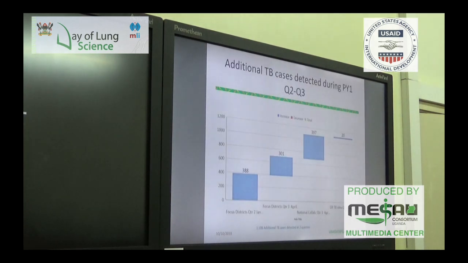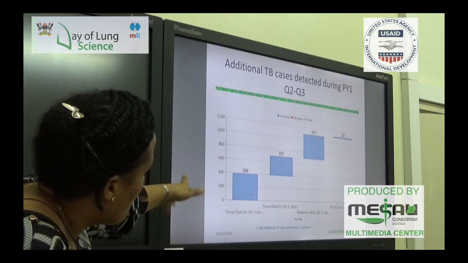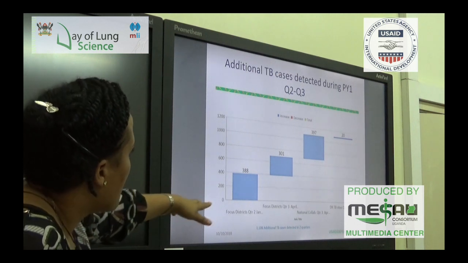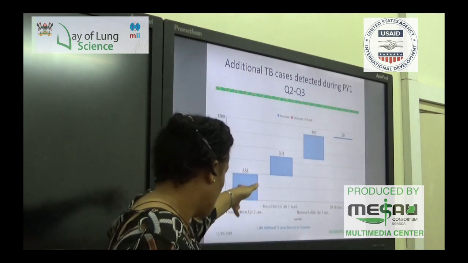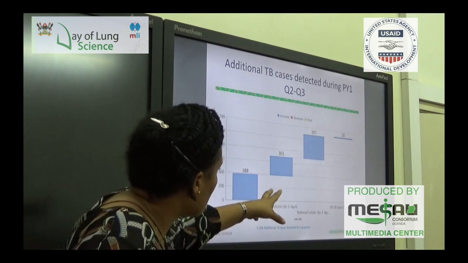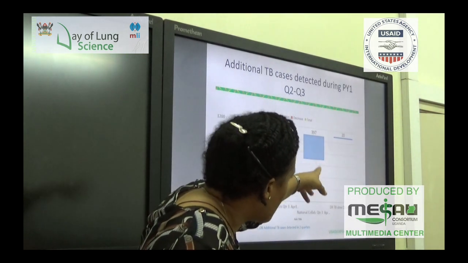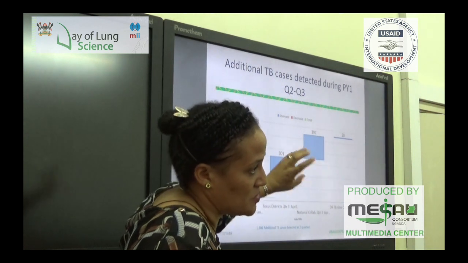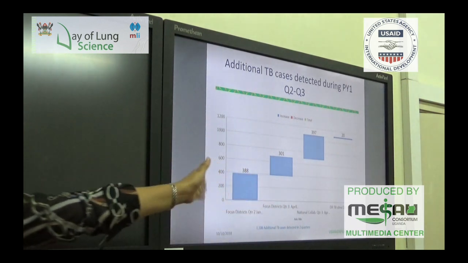Just to sum it up, in the last quarter, these are the additional cases found from each of the different areas. From the three focus districts in quarter two, we found 388 additional cases. In quarter three, we found 301 additional cases. These are totally different cases, individuals. Within the national collaborative, in quarter three, we found 397 additional cases. And for MDR, at the time of reporting, we had 20 additional cases. This is from the seven sites where we provide direct technical support.